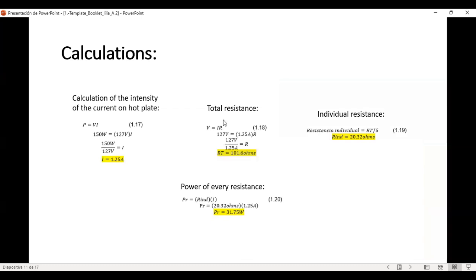To verify the accuracy of the simulation results, the theoretical calculation of thermal conductivity was analyzed using Ohm's law, and the values recorded in the Proteus simulator were obtained. The entire circuit has a power of 150 watts, but due to its series connection, it limits the resistors and generates a power of 31.75 watts.